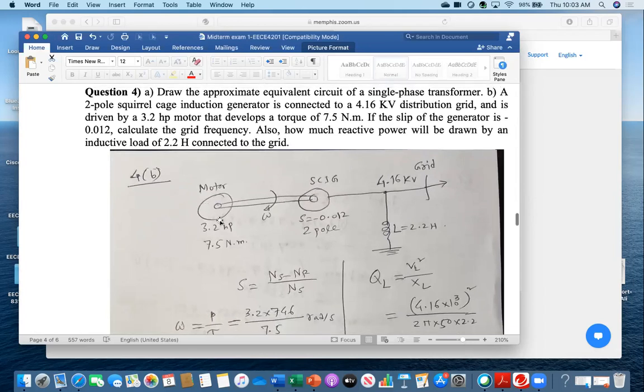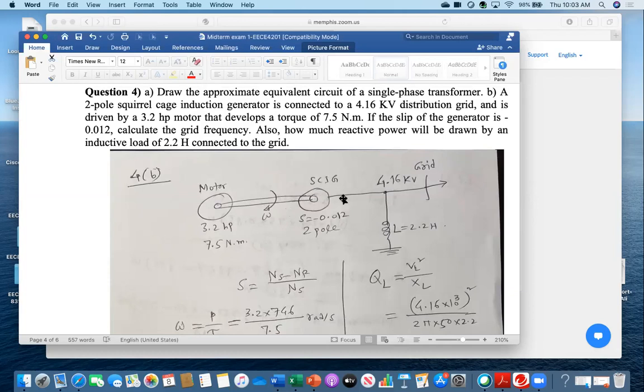So in this case, whatever the type of the motor is, whether it is a DC motor or synchronous motor or any other type of motor, you need it. And it has these specifications: 3.2 horsepower and 7.5 Newton meter. Both this motor and the induction generator are sharing the common shaft. That's why I'm saying this is on common speed. This means if you can find out the speed for this motor, that is the speed of the induction generator. That is the meaning of this symbol.